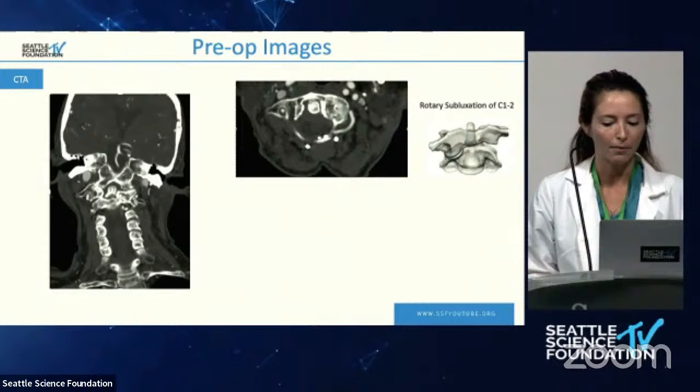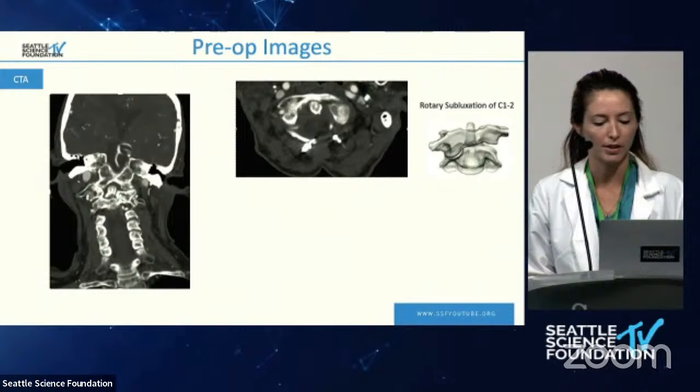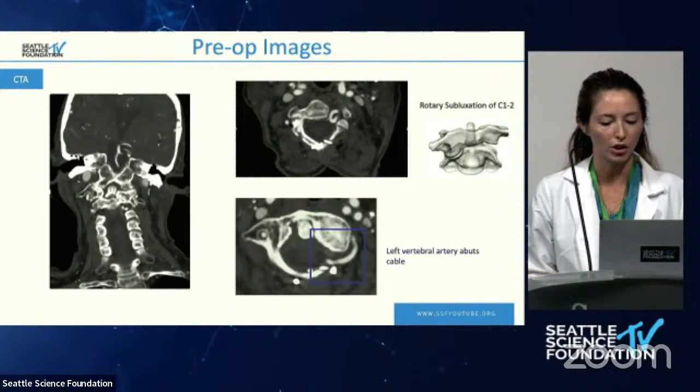And then looking through the axial cuts, you'll notice that compared to the initial CT I showed, there is a new rotational dislocation of C1 on C2. And additionally, she had developed a Jefferson fracture of her posterior C1 arch at the site of the wire loops. And we were also concerned that because of this rotary subluxation, her left vertebral artery was now abutting the wire cable.